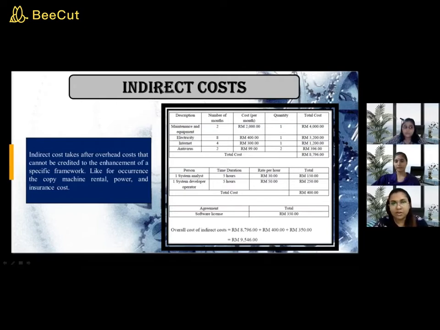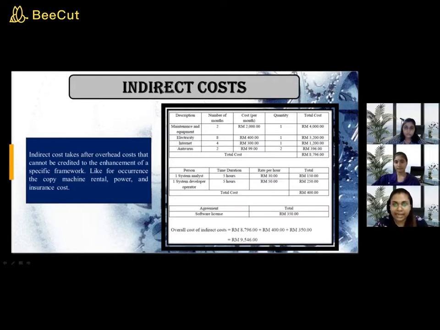Total cost for this is 8,796 ringgit. Time duration for one system analyst is 5 hours. Rate per hour is 30 ringgit. Total is RM 150. Time duration for one system developer operator is 5 hours. Rate per hour is 50 ringgit and the total will be 250 ringgit. Total cost for these 2 is 400 ringgit.